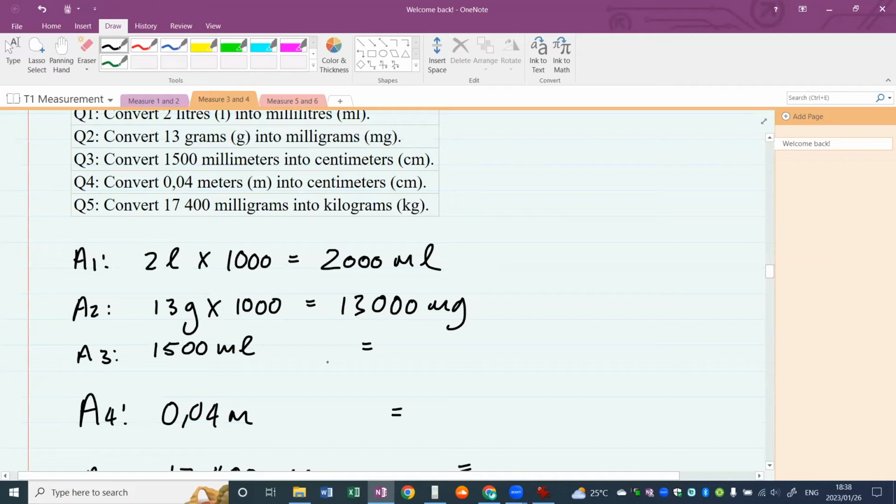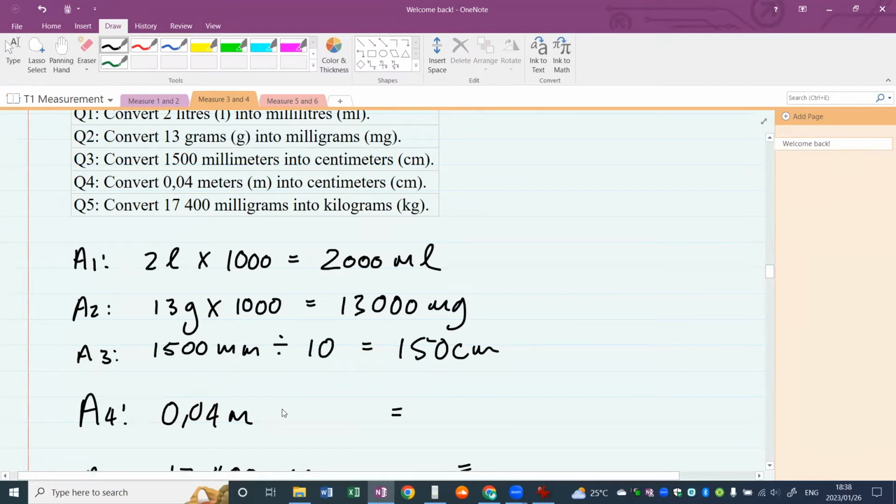All right, 1,500 millimeters to centimeters. We're going from smaller to bigger here, so we're going to need to divide. Millimeters to centimeters, we have to divide by 10. So that should give us 150 centimeters.